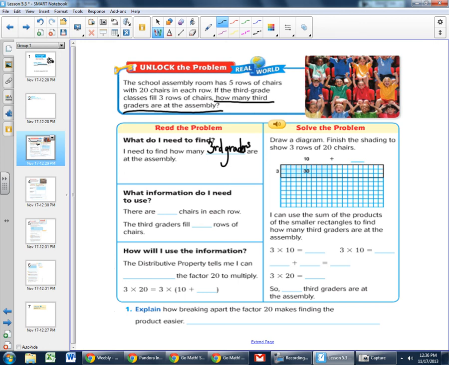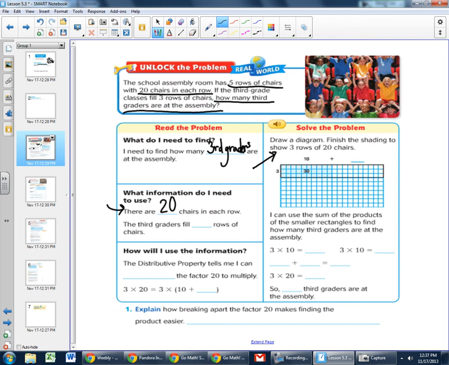What information do I need to use? It says there are 5 rows of chairs with 20 chairs in each row. So looking here, there are blank chairs in each row. We just read that. There are 20 chairs in each row. I need to solve my problem. Okay. We're going to draw a diagram to solve our problem today. Finish the shading to show 3 rows of 20 chairs.